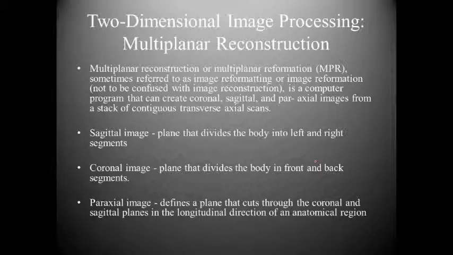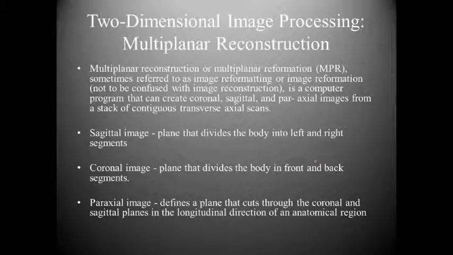So that brings us to two-dimensional image processing and multiplanar reconstruction. Multiplanar reconstruction or multiplanar reformation, such as MPR, sometimes referred to as image reformatting or image reformation, not to be confused with image reconstruction, is a computer program that can create coronal, sagittal, and paraxial images from a stack of contiguous transverse axial scans.